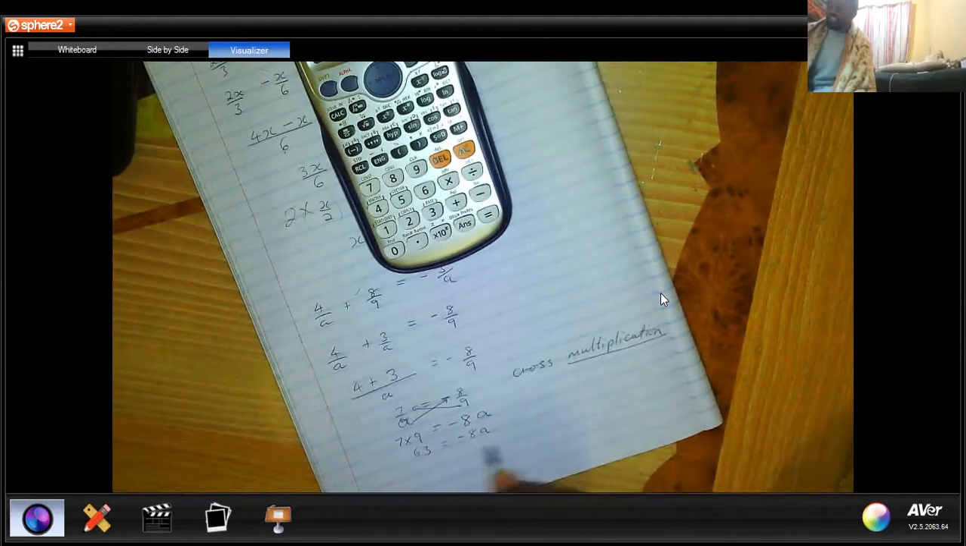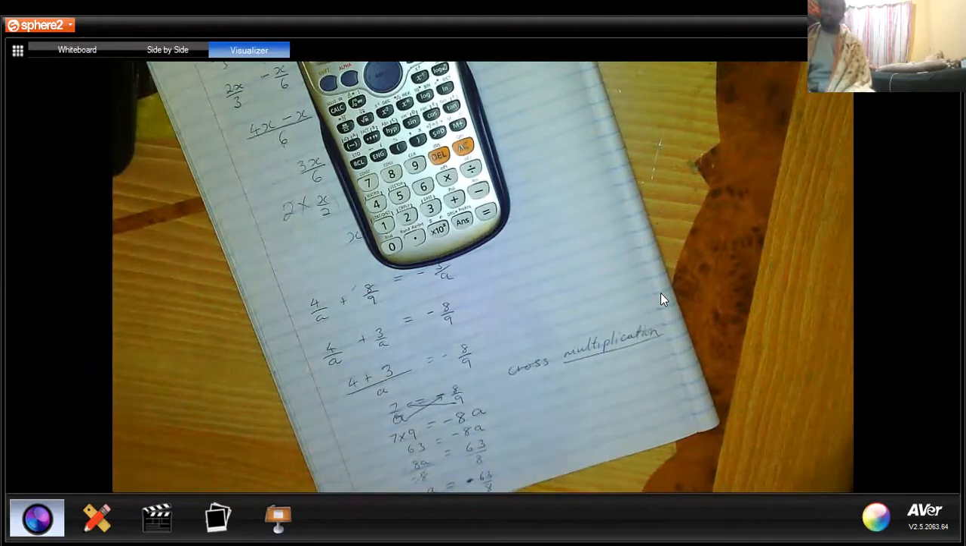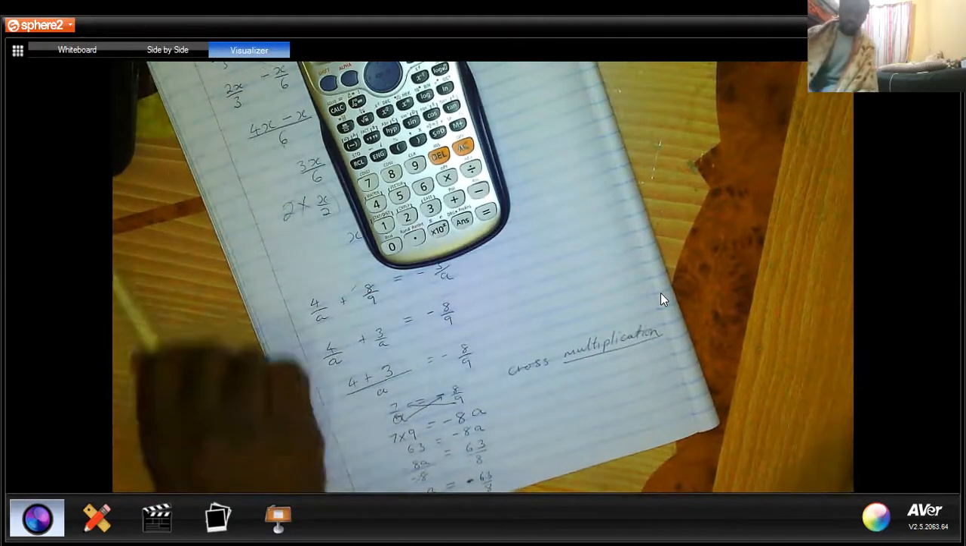Now, of course, you can keep this as it is, but I always prefer to put my variable on the left. And then I want to make a the subject, not negative 8a. So I divide throughout by negative 8. What do I have? A, because these two will cancel one another. And your negative should never be at the bottom. It should always be at the center, or at the top. So you've got negative 63 over 8. And this is the value of your A.